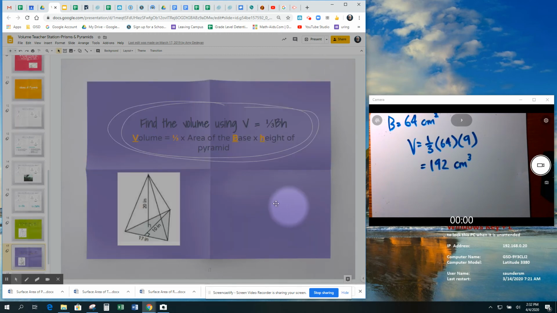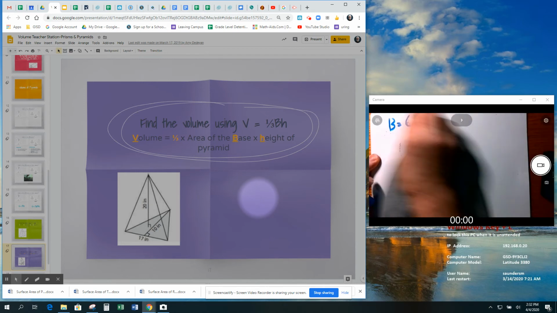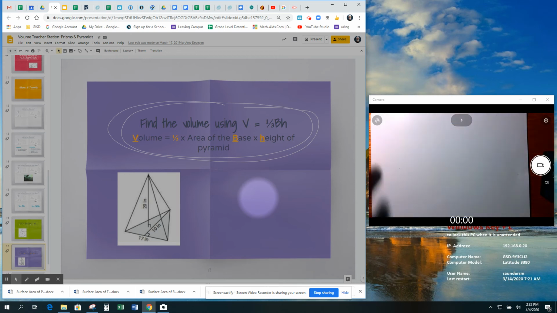All right, find the volume of this pyramid using V equals 1/3 BH. And what kind of base do we have on this pyramid? The base is a triangle.